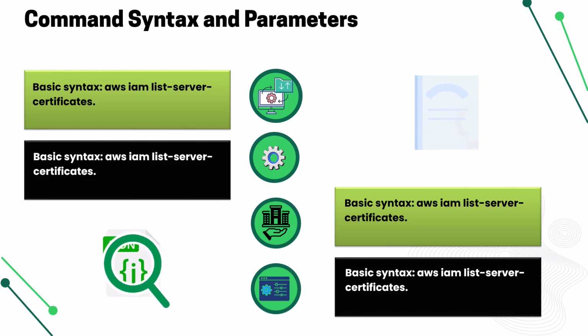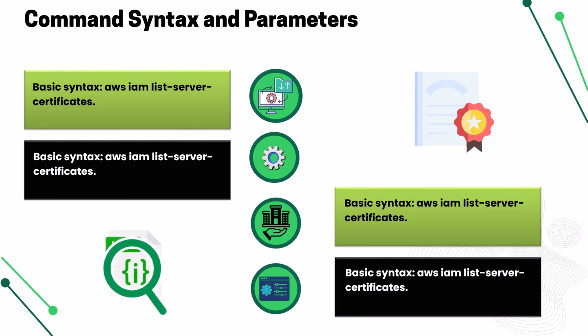Let's get technical. The command syntax is straightforward. Just type aws iam list-server-certificates and boom, you get your certificates. But wait, there's more. You can refine your search using parameters like path prefix. And the best part, the output is in JSON, so no need to decode cryptic responses like an ancient manuscript.